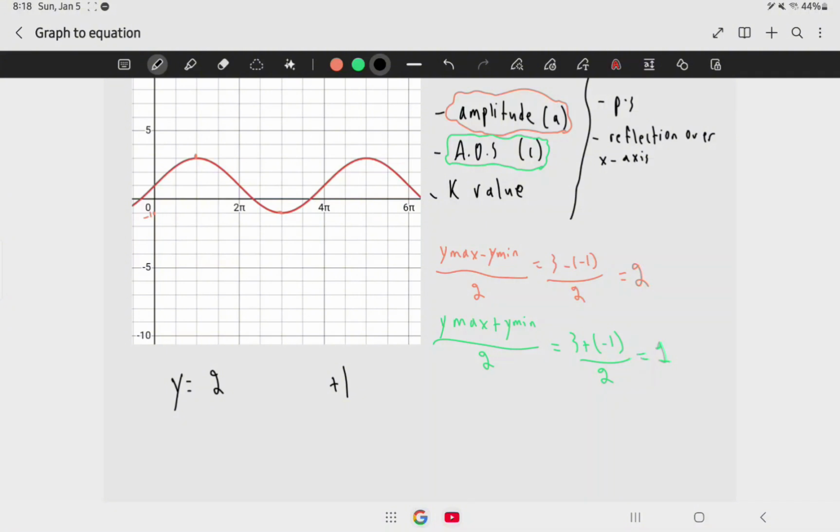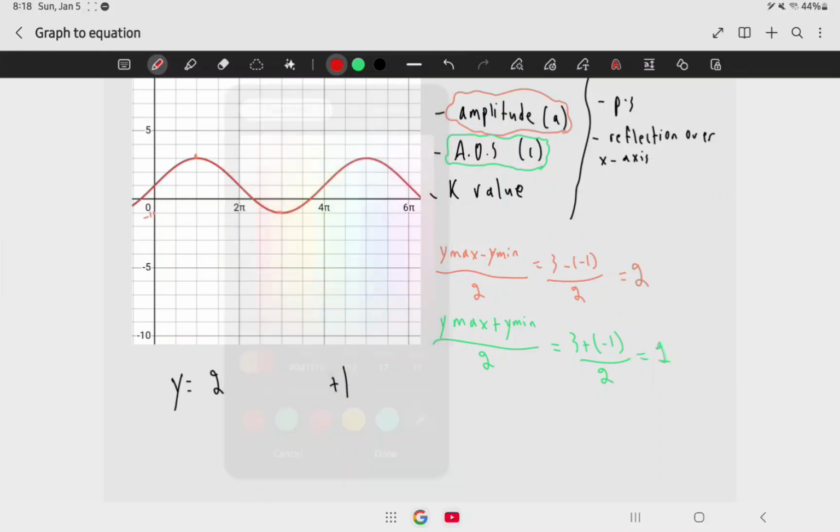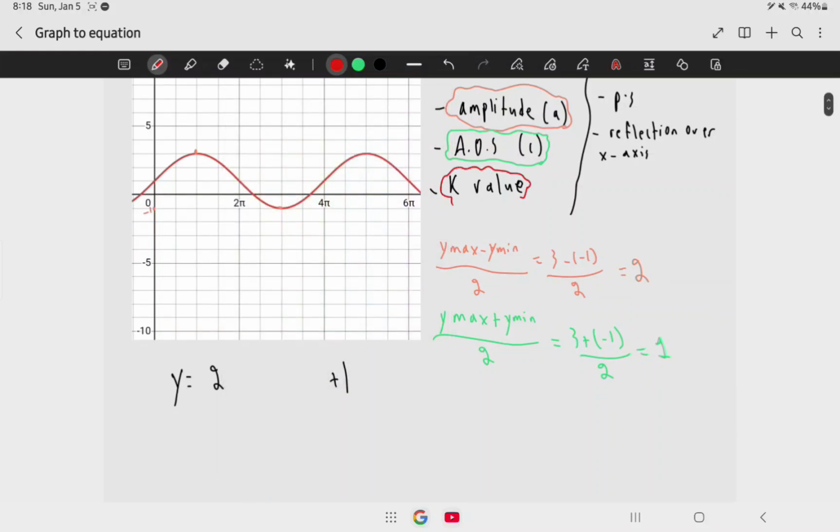Next is our K value. So I'll do K value in a different color. Let's do red. So our K value. If you remember how to find our K value, we have our formula K is equal to 2 pi over P. P is period.